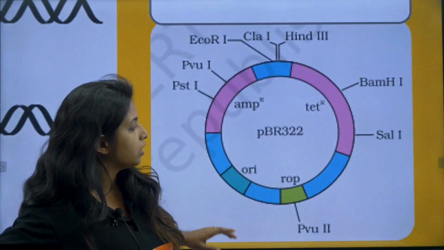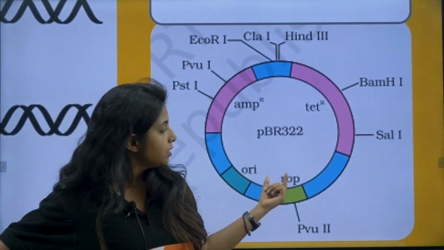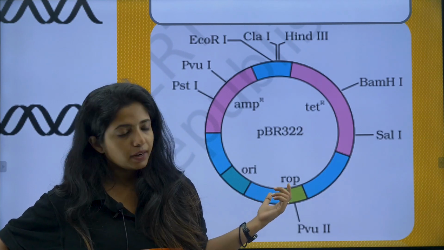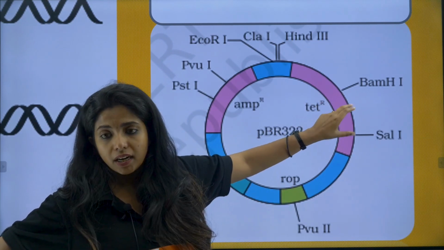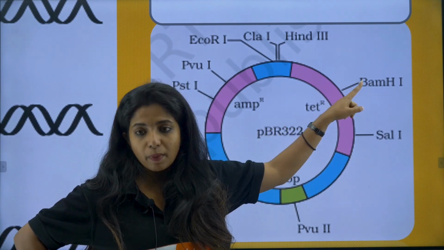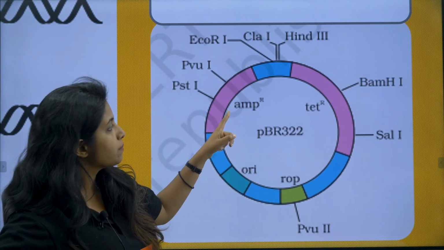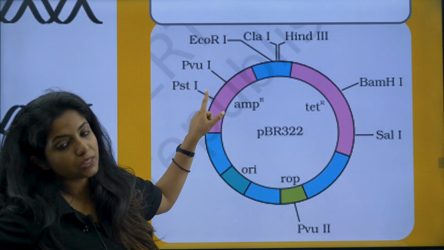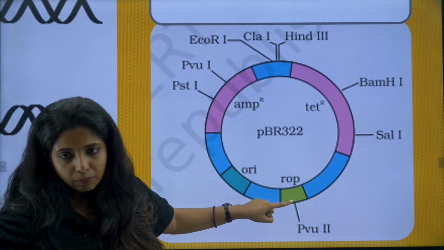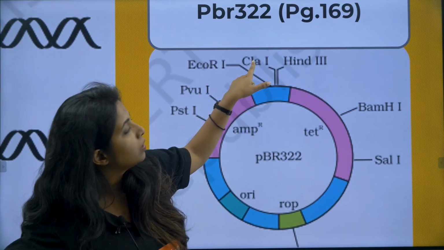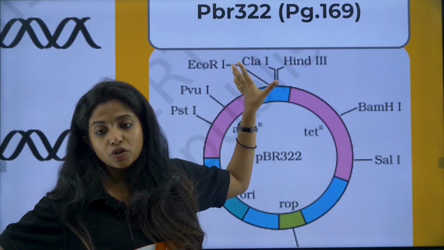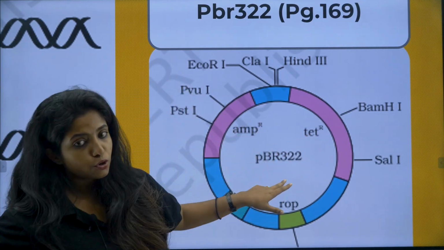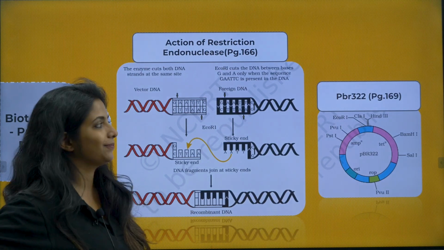All the sites over here are really important. This is the origin of replication site. This is ROP, a protein that is really important for DNA polymerase to come and act. Here this is the tetracycline resistant site. You have a site for two enzymes, BamHI and SalI. This is the ampicillin resistant site. Again, you have two sites for two enzymes, that is PvuI and PstI. Now, PvuII is in the ROP site, my dear children, and over here you have the EcoRI cleavage site and the HindIII site. So all these enzyme sites you should remember, and also the resistance genes that are there. A very important question.